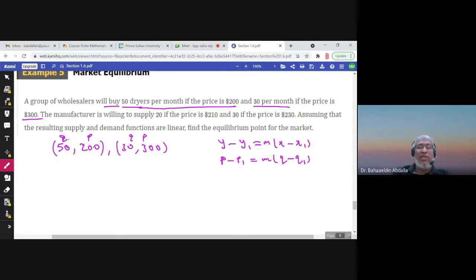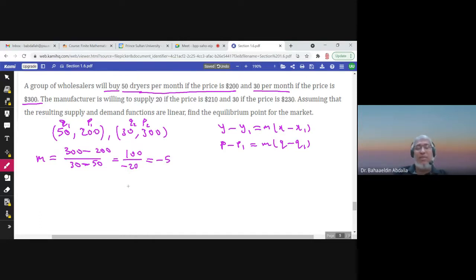So I can say this is Q1, this is P1, and this is Q2, P2, for example. So the slope would be P2, 300, minus 200, P1, delta P over delta Q, 30 minus 50. So I will have 300 minus 200 is 100 over 30 minus 50. This is negative 20. So the answer would be negative 5.